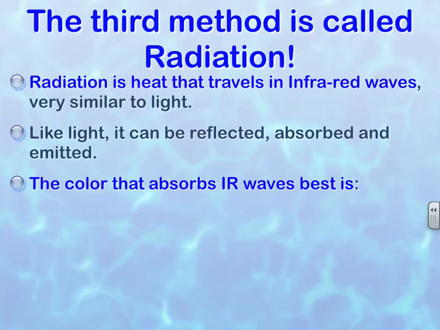Let's pretend it's fifth block in August and they're calling a fire drill. What color do you not want to be wearing? Black. Exactly. The color that absorbs infrared waves best is black. You've worn black in the sunshine before, and you said, ouch. This really absorbs the heat and just turns it straight into heat. The poor emo kids are always out there melting.